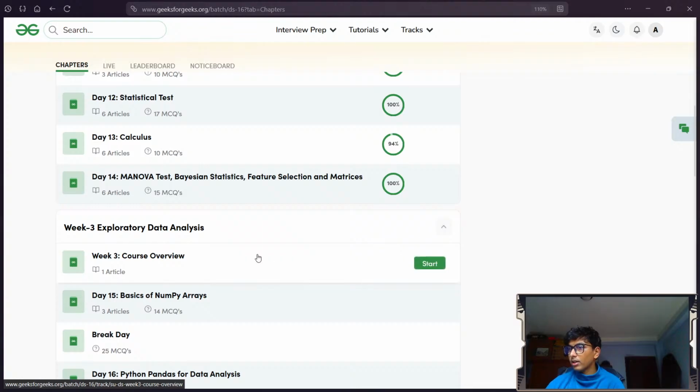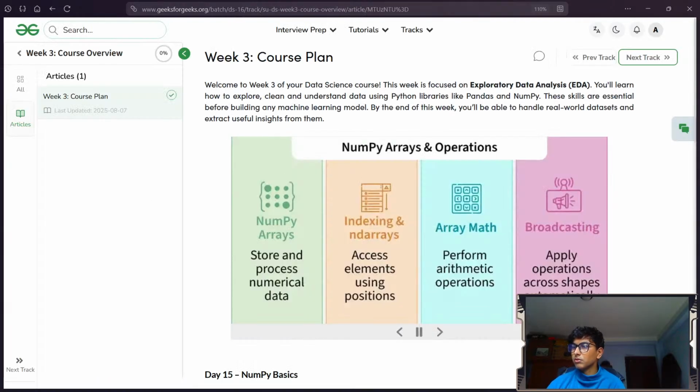Okay, let's look at the course overview. Course plan. Welcome to week 3 of your data science course. This week is focused on exploratory data analysis (EDA). We'll learn how to explore, clean, and understand data using Python libraries like Pandas, NumPy. These skills are essential before building any machine learning model. By the end of this week, you'll be able to handle real-world data sets and extract useful insights from them. Hope I do.